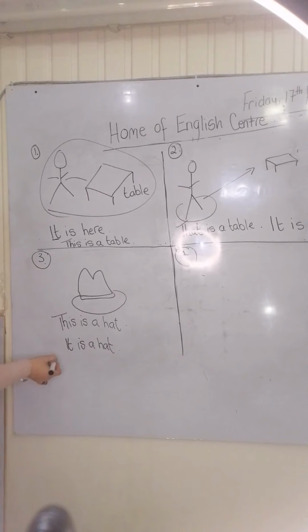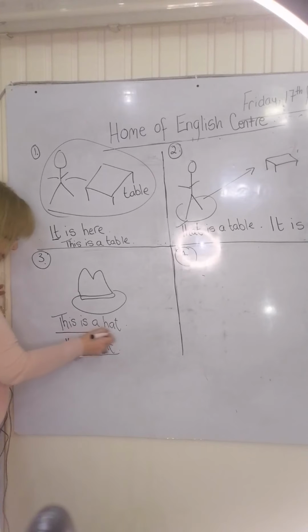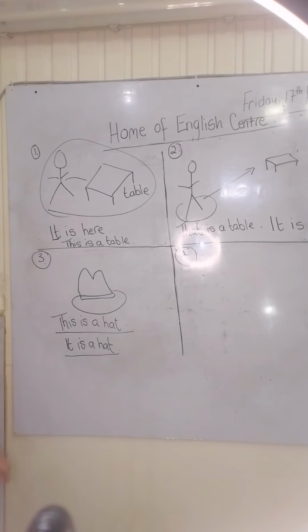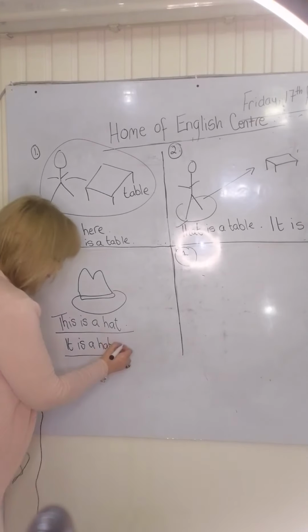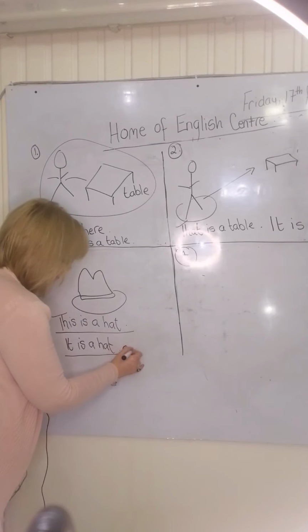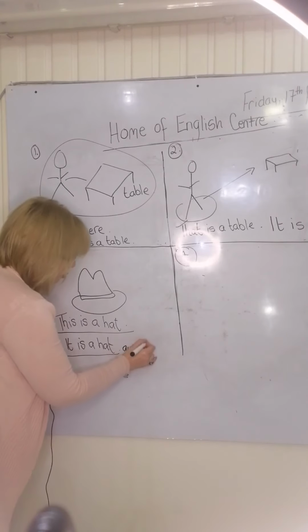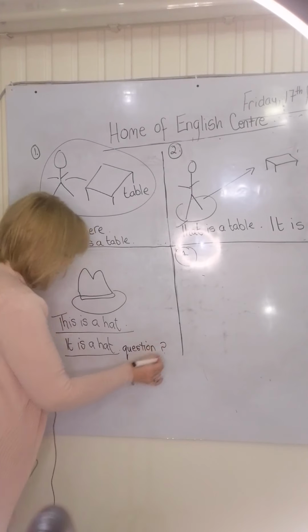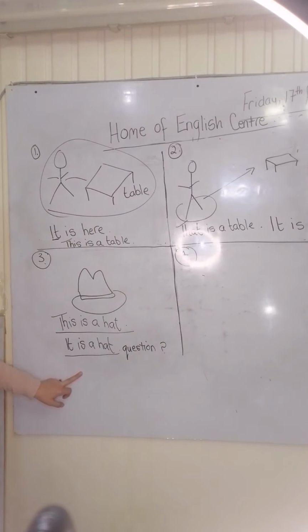So if you're answering a question, what is it? You would use it is a hat. Or if you are making a statement, you're saying to me what it is, this is a hat. So if you're answering a question, if I say to you, what is this? You would say, it is a hat. Or if you wanted to talk to me, you would say, this is a hat, Julie. Okay?